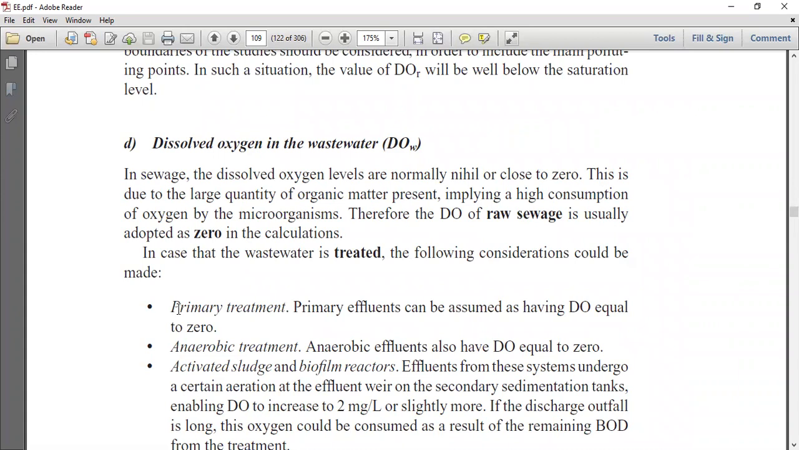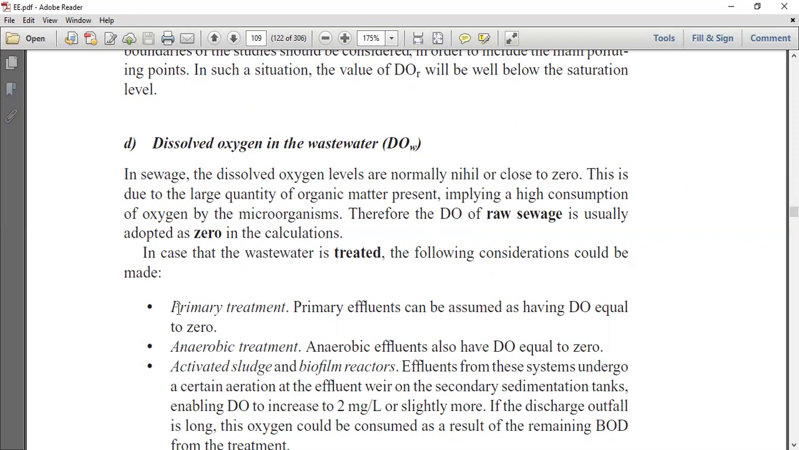The dissolved oxygen level is nearly zero because there is a high number of microorganisms available in the sludge or the wastewater sludge. So due to the high amount of microorganisms, a lot more aeration processes are going to take place, so that due to that the amount of dissolved oxygen in the wastewater is nearly zero.